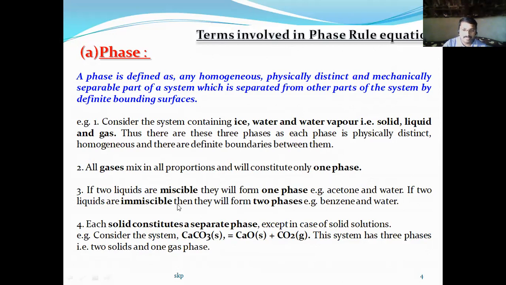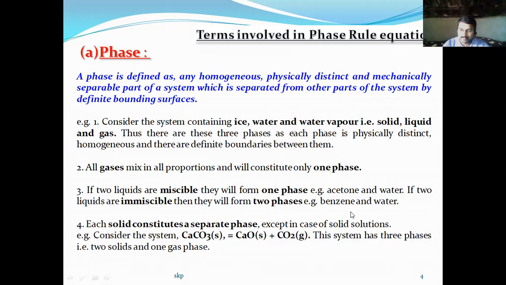If two liquids are miscible, they will form one phase. That means acetone plus water. Two miscible liquids will form one phase because they will be miscible into each other. If two liquids are immiscible, then they will form two phases.